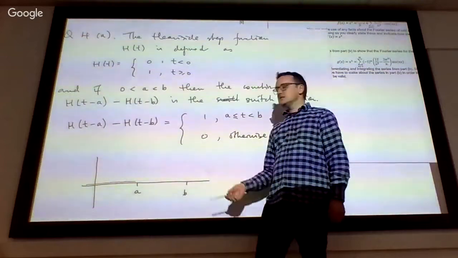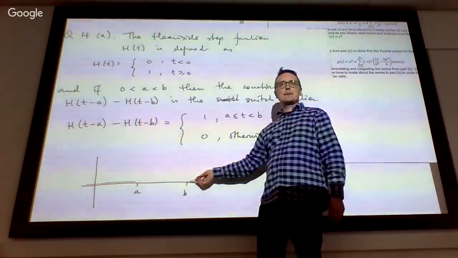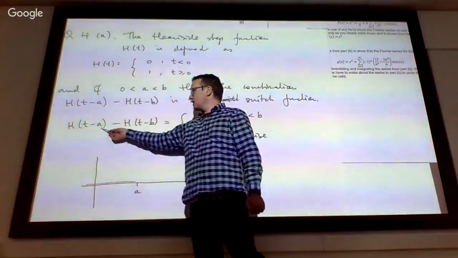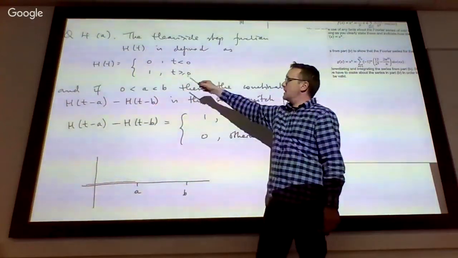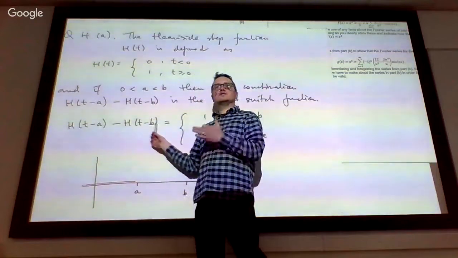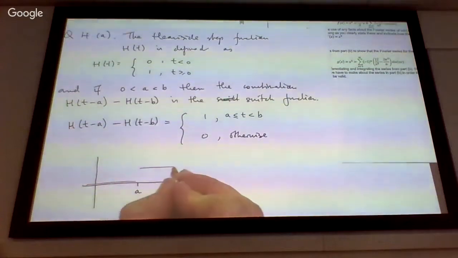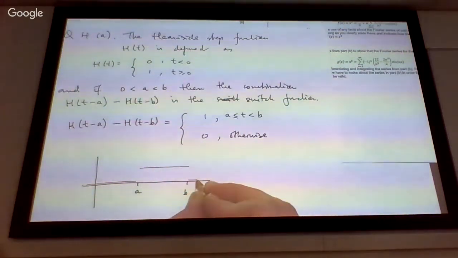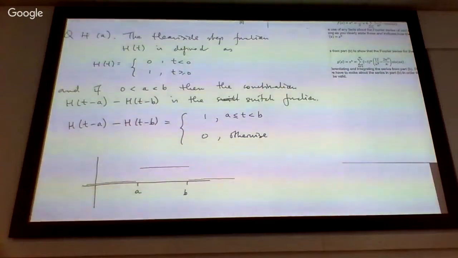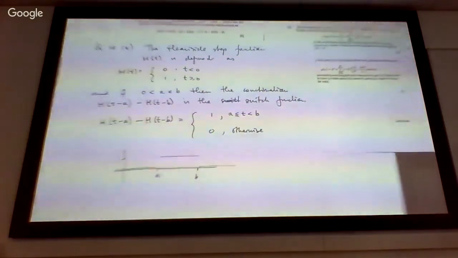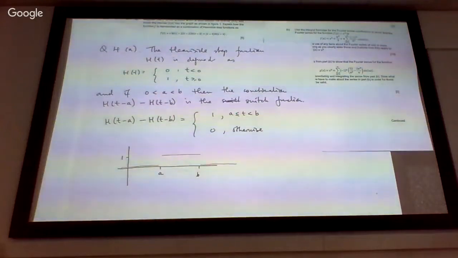And those conditions are held until t passes B. And once t passes B, both arguments are positive, so both Heavisides give you the value 1. So you've just got 1 minus 1, so you've got 0. And that's the situation for forevermore. So it's equal to 1 between A and B, and then it's back to 0 outside of that interval. So that's enough on introducing the Heaviside. That gives us what we need in order to turn f into a combination of Heavisides.